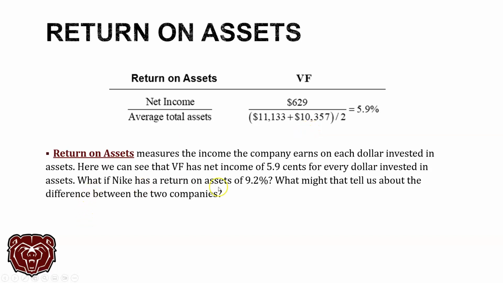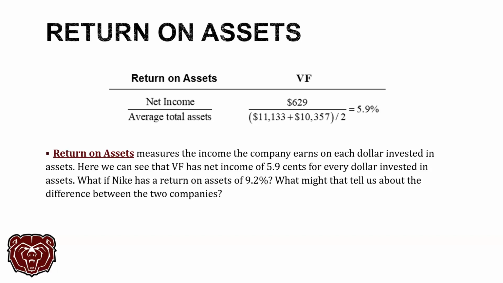Well, what if Nike's got a return on assets of 9.2? What could that tell us about the difference between these two companies? It might just tell us, from a very general, quick look, that Nike might be better at leveraging their assets to generate income. I say might, they definitely are. But what that might lead to is questions about, well, what kind of assets does Nike hold versus the kind of assets that VF is holding?